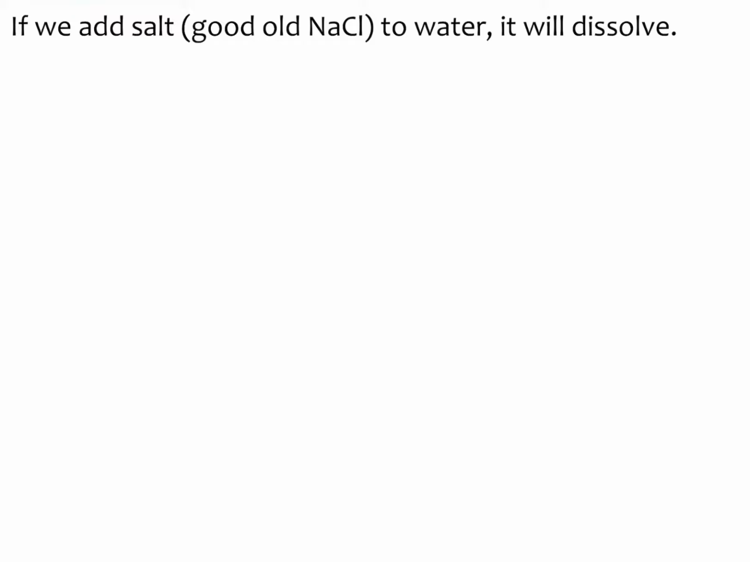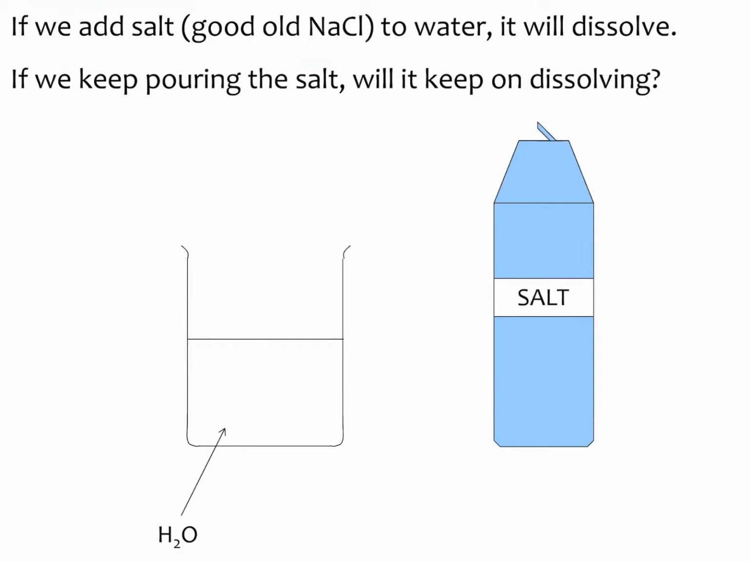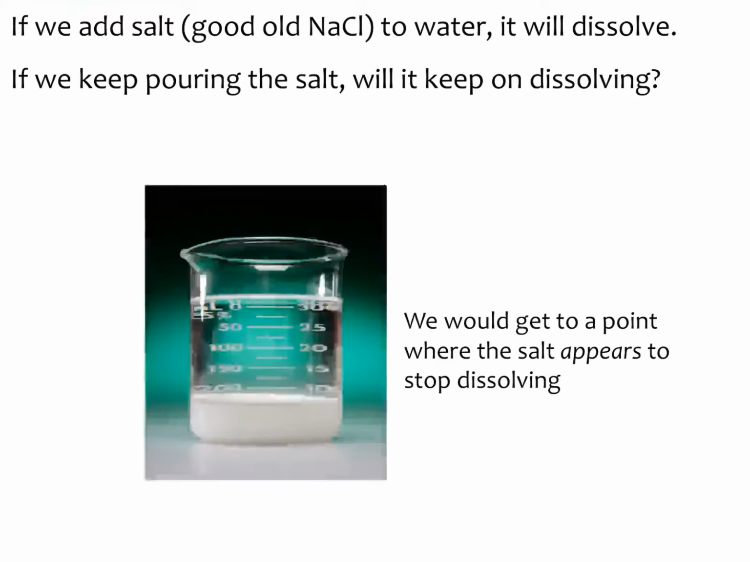So to start off with, if we were to take salt, just plain good old sodium chloride, and add it to water, the salt will dissolve. If we keep pouring the salt into water, will it keep on dissolving? Eventually, we would get to a point where the salt appears to stop dissolving. We'd see a pile of salt appearing on the bottom of the beaker, and no matter how much we stirred, we wouldn't be able to get that salt to go away. And that's because it's a saturated solution.